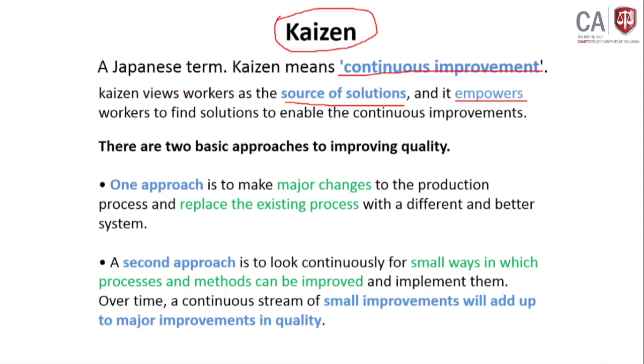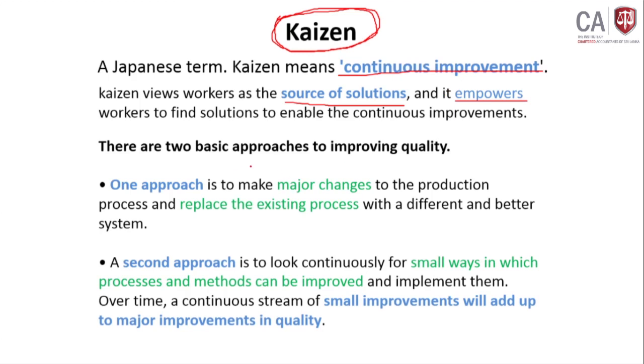That is a Japanese term, right? No one else has said this, because this is a Japanese term used in Japan. So, it empowers workers to find solutions to enable continuous improvement. So, workers are the source for solutions. They are the people who provide the solution for the problem. So, they have to be empowered to produce the best products in continuous improvement.